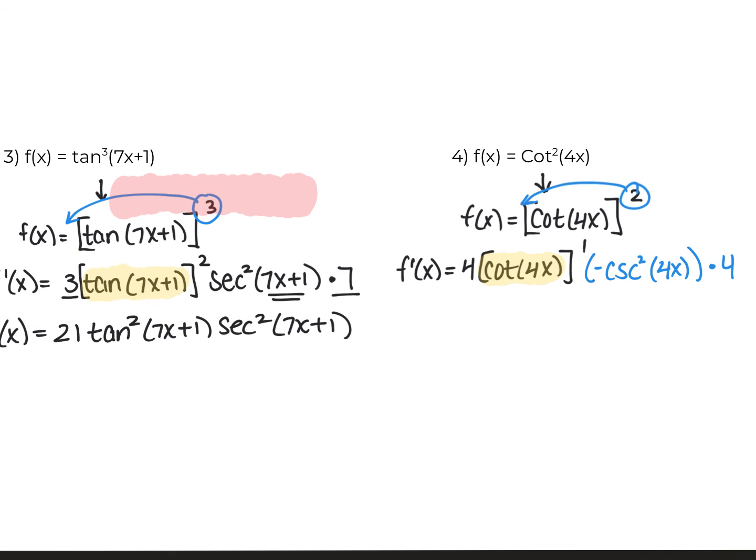So if we want to simplify this, we can multiply the 4 and the 4. So f prime of x gives me 16 cotangent of 4x, no power necessary because the power is 1, times cosecant squared of 4x. Now I forgot about this negative, so 4 times 4 times negative would make this a negative 16. So that can go all the way in the front as well. So that would be my final answer.